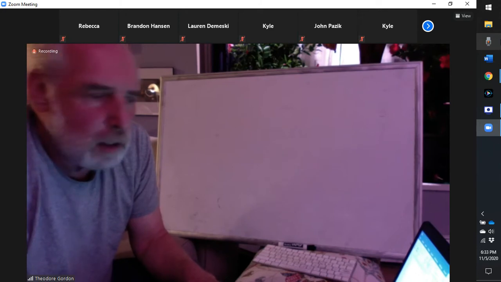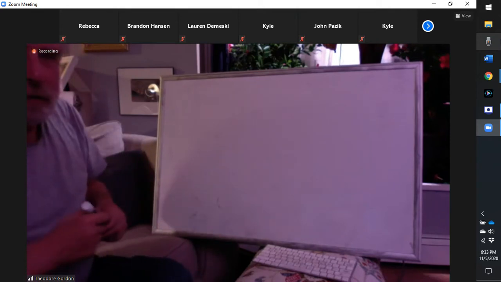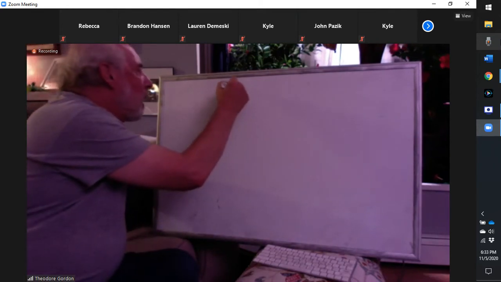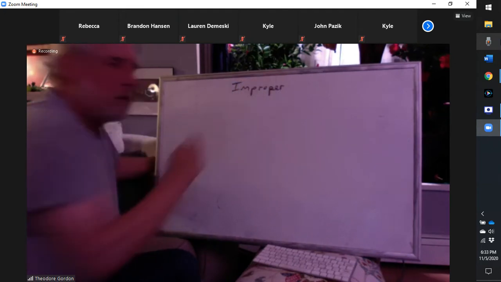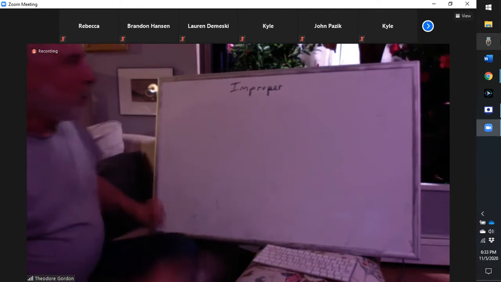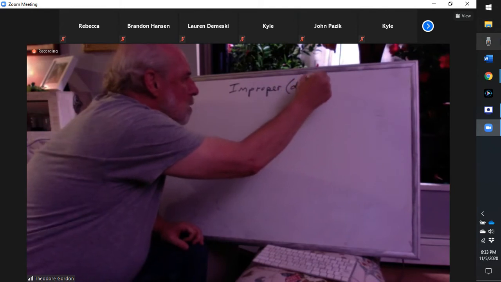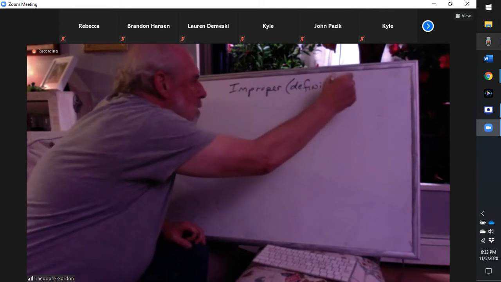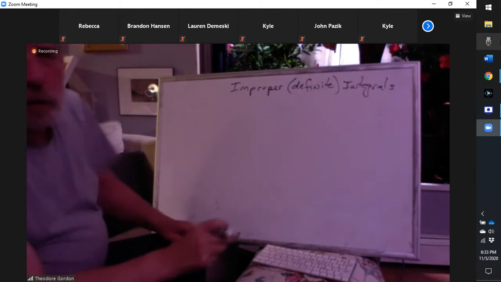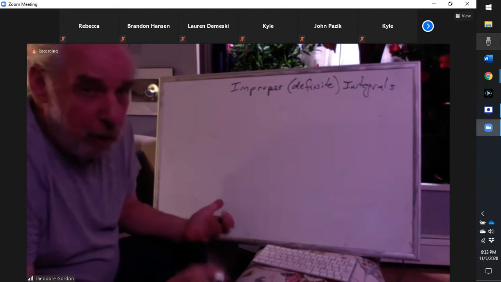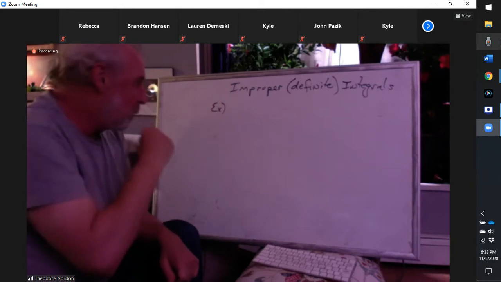So tonight, the integrals aren't really such a big deal, but we have to deal with this situation that comes up. So we have improper integrals. Now the title of this section is just improper integrals, but I'm going to throw in this extra word, because improper integral refers to a definite integral. So I'm just going to do some examples. So here's our first example.